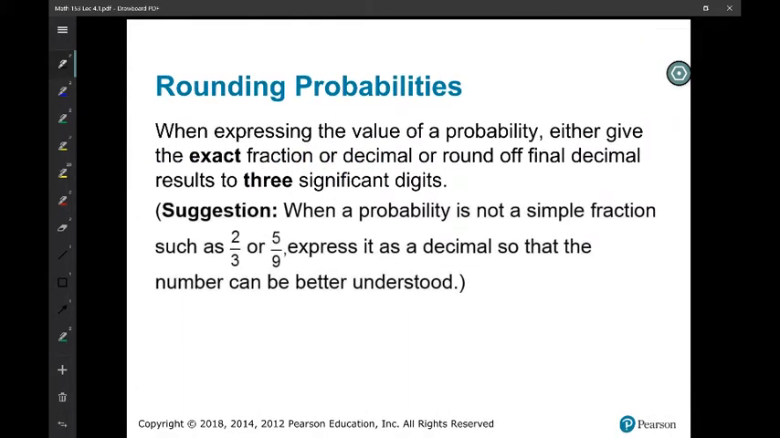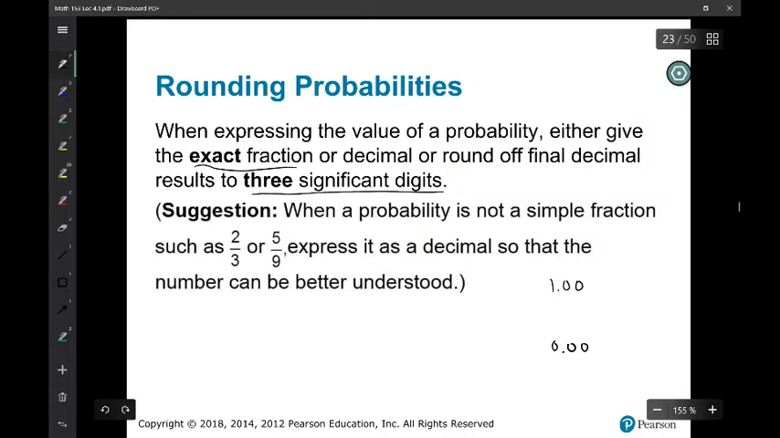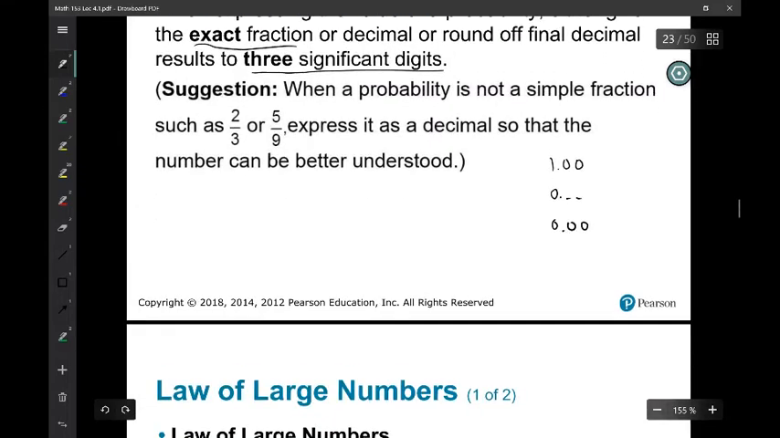So we will either leave our probabilities as exact fractions or round to 3 significant digits. Since they're numbers between 1 and 0, we would expect 1.0 for the case of 1, 0.0, and then 0, and then several digits over here. But we won't count the 0, so we'll need 3 digits here.